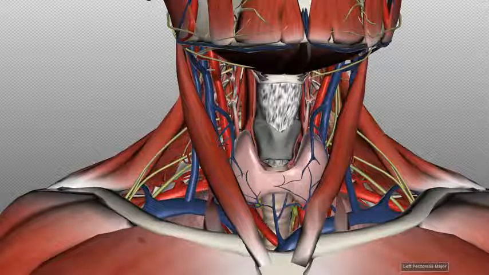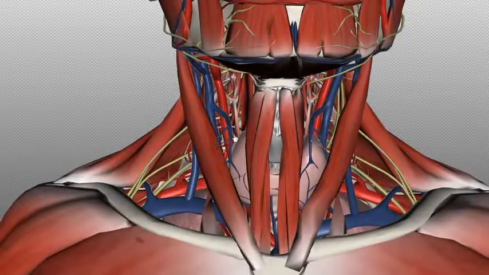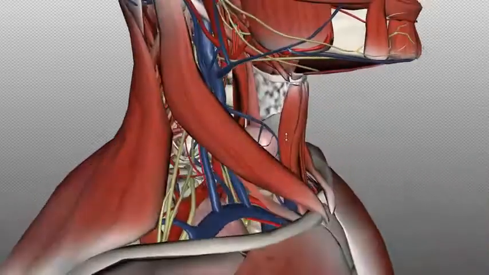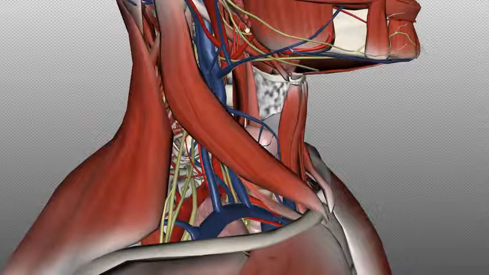And then you've got these vessels which obviously run in the anterior triangle. So you've got the common carotid and its branches, the external and internal carotid, and you've got the internal jugular vein running through the anterior triangle, and then you've also got nerves. For instance, the vagus nerve and recurrent laryngeal nerves run through the anterior triangle. So that's the anterior triangle. Just to recap, it's formed by the anterior border of the sternocleidomastoid, the inferior margin of the mandible, and the midline of the neck.